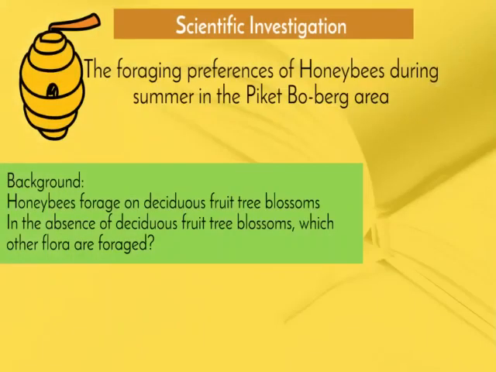You want to conduct a scientific study of the foraging preferences of honeybees during summer in the Picket-Boerberg area. Worldwide, our food security depends on bee pollination. In the Picket-Boerberg area of the Western Cape, honeybees forage on deciduous fruit tree blossoms, but in the dry summer months, in the absence of deciduous fruit tree blossoms, which other flora are foraged by honeybees?